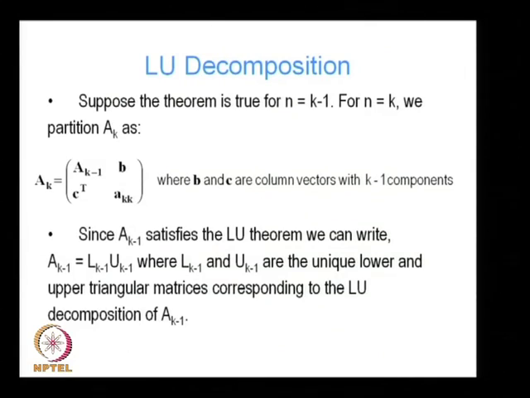Now, we know that since A k minus 1 satisfies the LU theorem, we can write A k minus 1 is equal to L k minus 1 times U k minus 1, where L k minus 1 and U k minus 1 are the unique lower and upper triangular matrices corresponding to the LU decomposition of A k minus 1. Since A k minus 1 satisfies the LU theorem, we know basically that there is a unique L k minus 1 and a unique U k minus 1, such that A k minus 1 is equal to L k minus 1 times U k minus 1.